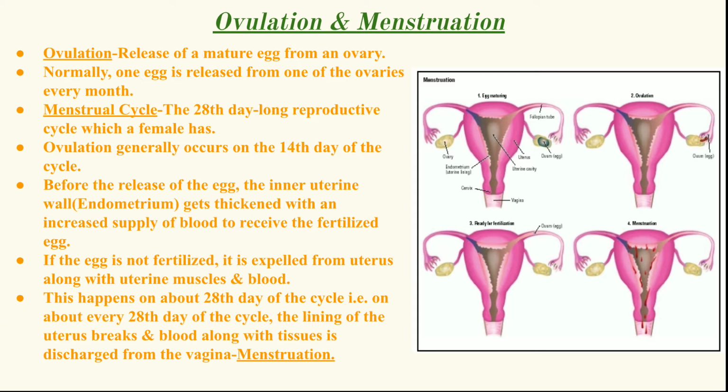Now generally in every month one ovary releases the egg. Alternately, the ovaries release their egg. Now what happens when the egg is released? Before the egg is released, the uterus makes a bed to receive the mature egg.